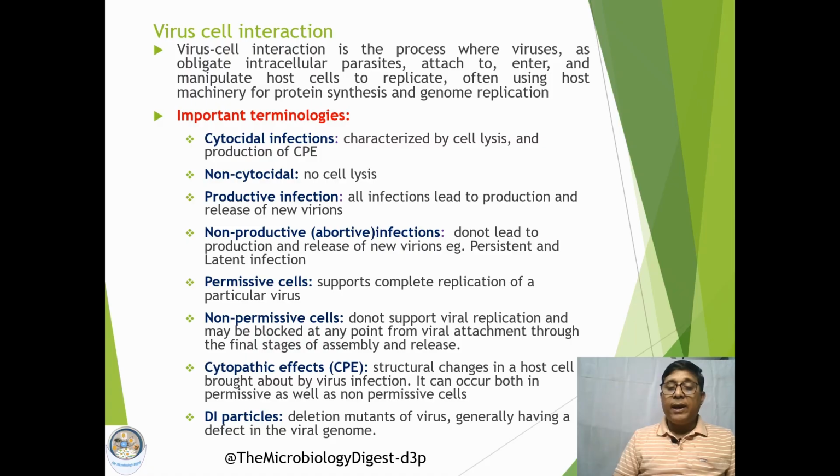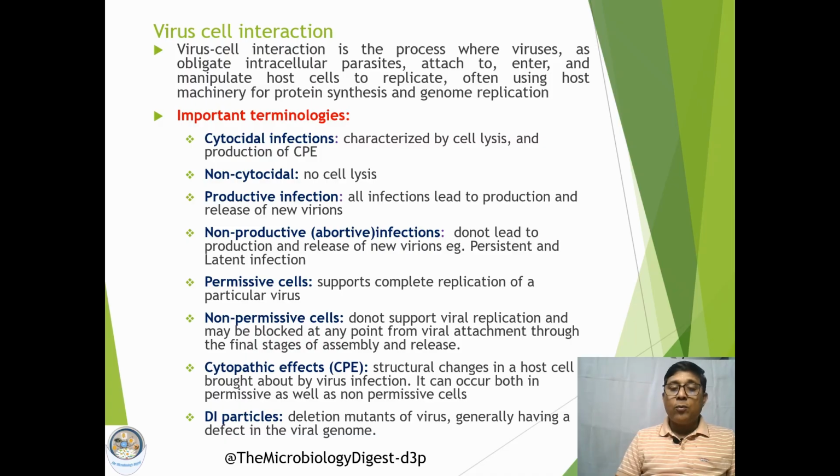Normally, when a virus establishes an infection, it will finally be successful in production as well as release of mature virus particles. But if it is a non-productive or abortive infection, then there will be no production of new virions. Then the next terminology is permissive cells. Permissive means cells which support complete replication of a particular virus. These types of cells are called permissive.